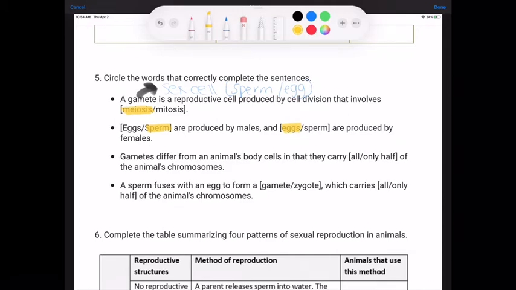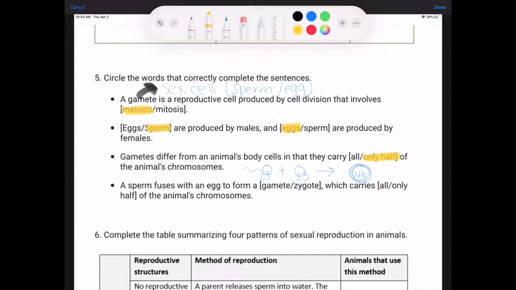Gametes differ from an animal's body cells in that they contain half of the animal's chromosomes. So gametes contain half. The reason for this is that when the sperm and the egg come together to make a zygote after fertilization happens, in humans, for example, there's 23 chromosomes in the sperm and 23 in the egg, and when they come together it makes 46. And this is the normal body count of a healthy human.